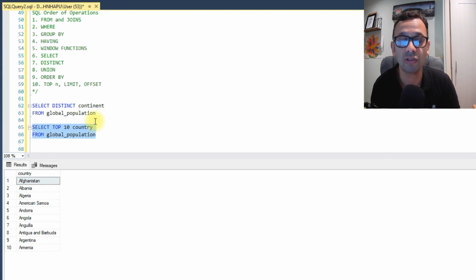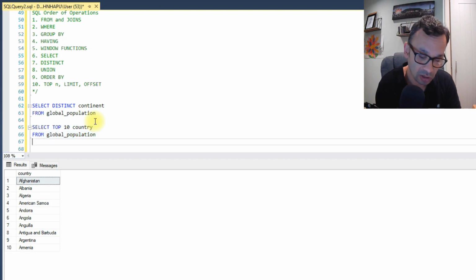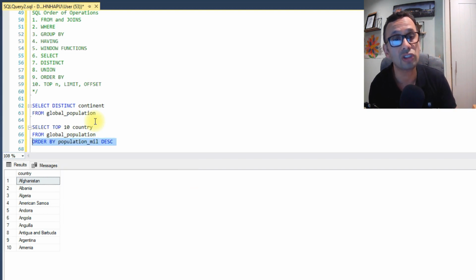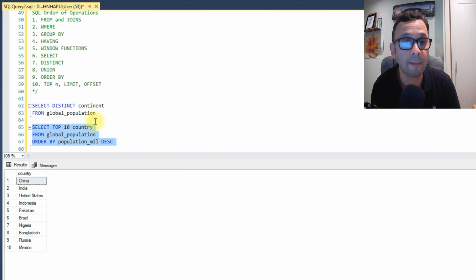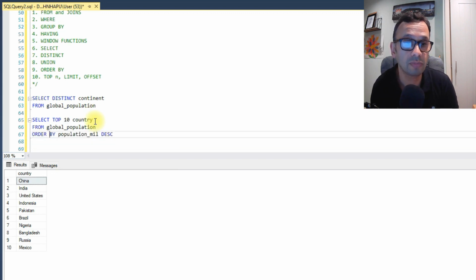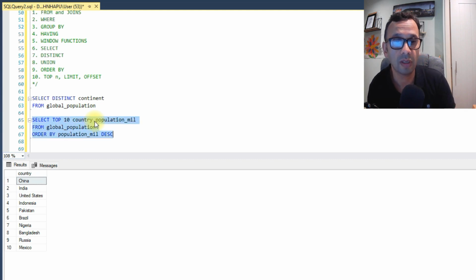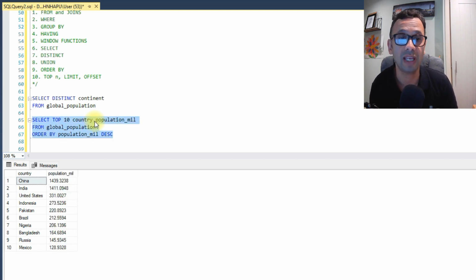Now, they're ordered alphabetically by default. So we're going to say order by population mil desc, and then you see the top 10 countries by population. And you can put that in there as well and see the actual figures. That's what top 10 is.